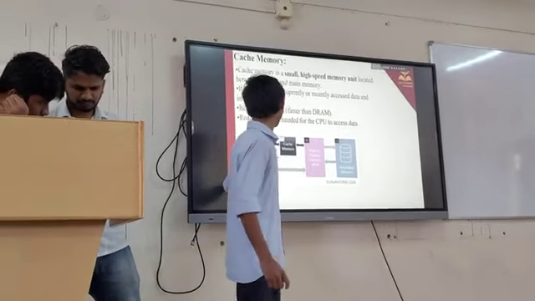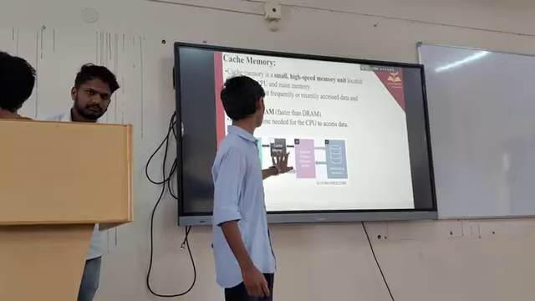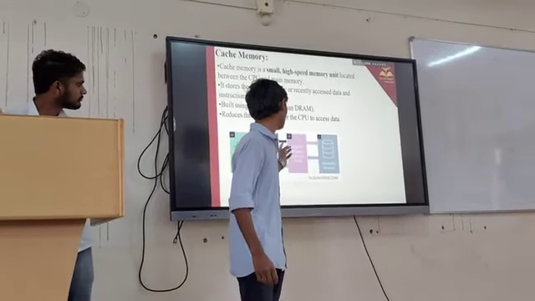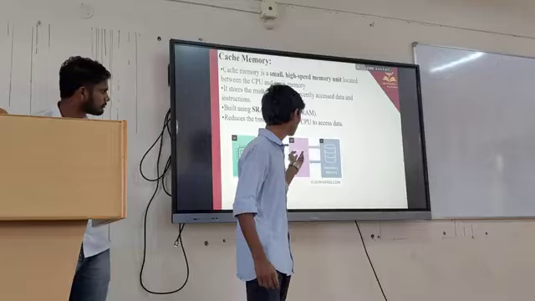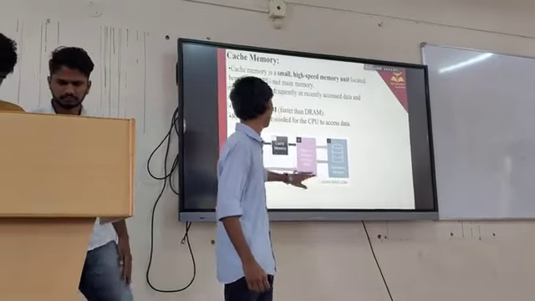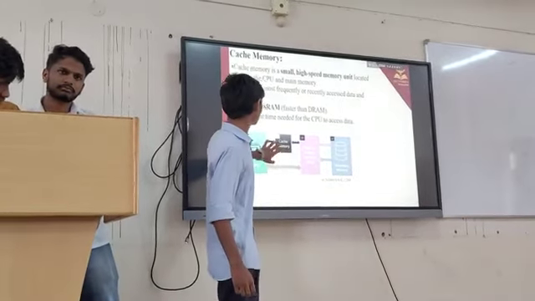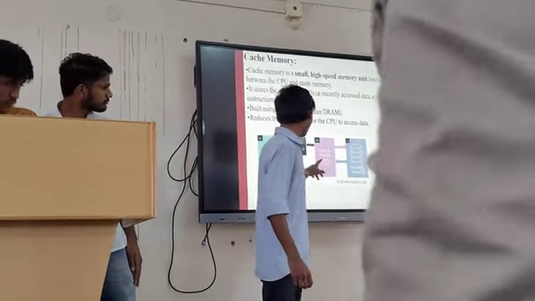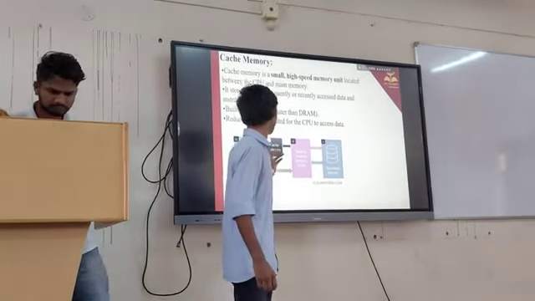This is the CPU. When the CPU requests data, it first checks the cache memory. If the data is not present there, it checks the main memory. See, by seeing the distance, the cache memory is closer compared to the main memory, so we can easily access the cache memory.